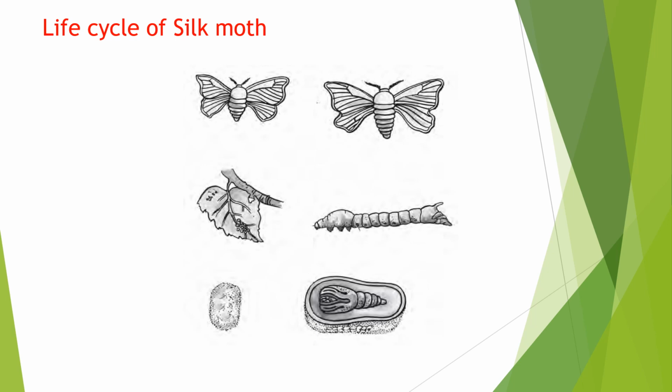This is the life cycle of the moth. You can see the bigger one is the female moth, which lays the egg, and the egg hatches into the larvae or the caterpillar, and the last stage is the pupa, and the pupa weaves the silk that is converted into the cocoon.